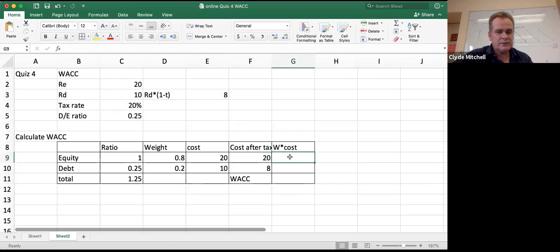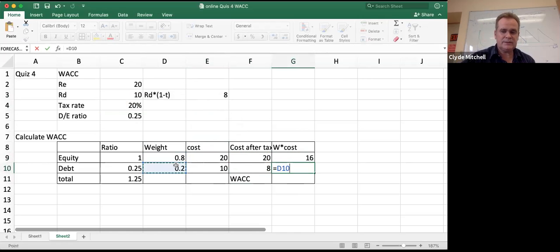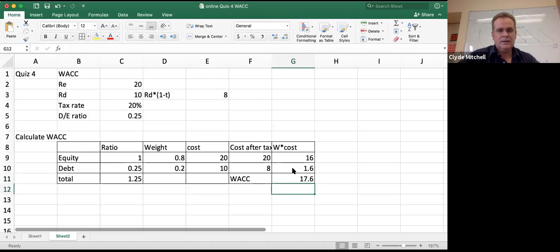Okay, getting close to the end now. My final step is to take my weighting times my after-tax cost. So I'll do that again. My weighting for debt is 20% times my after-tax cost. Now I just need to add these two together, and I get an answer of 17.6%.